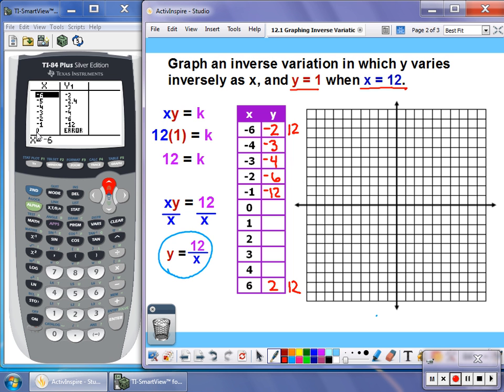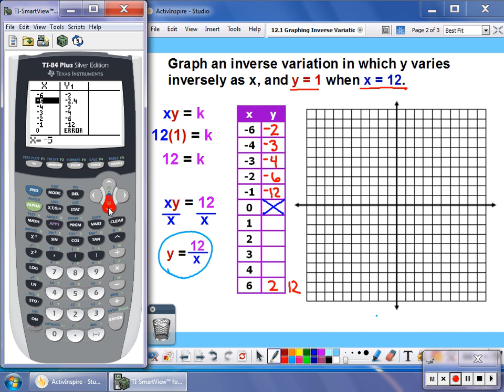And then I get this error message for 0. Think about it. This times this has to equal 12. Is it possible to multiply 0 times anything and get a number of 12? No, it's not. And that's why we're going to get an error message. We're never going to be able to graph an x value of 0. We're also never going to be able to graph a y value of 0. So you need to know that when you make your graphs, they're never going to cross your x-axis or your y-axis.